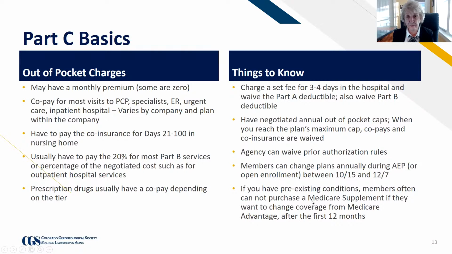If you have a Medicare Advantage plan and you want to leave Medicare Advantage and go to a Medicare supplement, sometimes people encounter the inability to do that, because the Medicare supplement does have the ability to underwrite you for pre-existing conditions, unless you choose to take that option within the first 12 months of being eligible for Medicare.